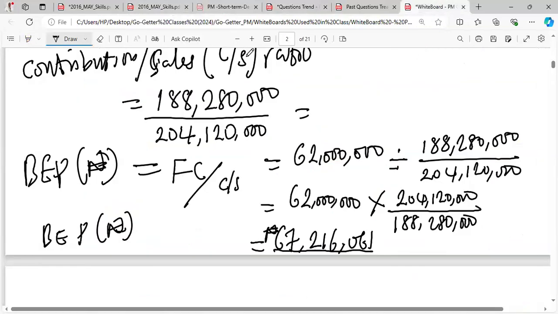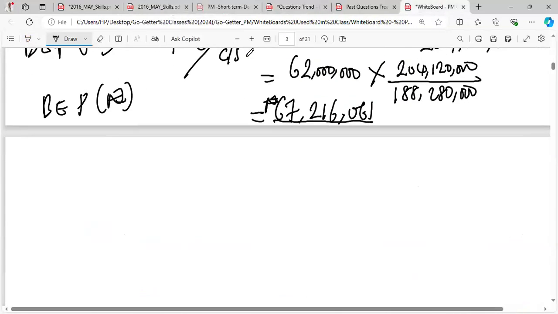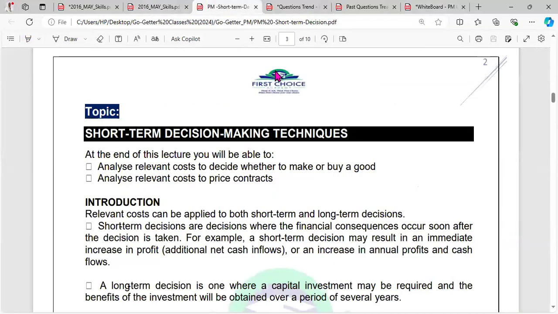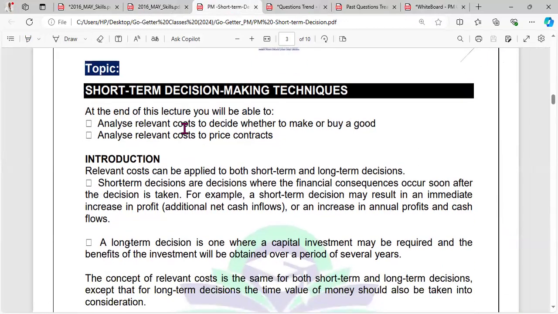So the next thing we will do now is to take another topic, which we will discuss a little and see whether we can solve something either now or the next time. So the next topic we shall take is short-term decision-making techniques. Short-term decision-making techniques.